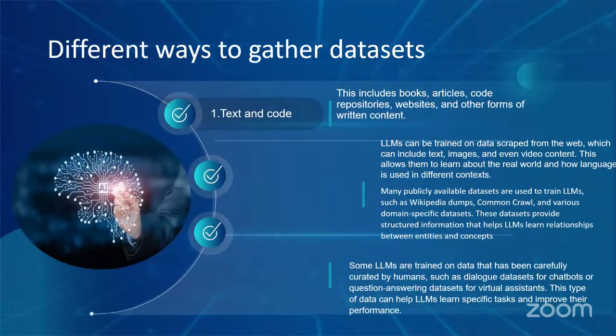So here we have text and code. We can take our text from books, articles, and we can take our code from GitHub repositories, Kaggle, and other forms of written content. Then we have web scraping. LLMs can be trained on data scraped from the web, which can include text, images, and even video content. This allows them to learn about the real world and how language is used in different contexts, for different applications.